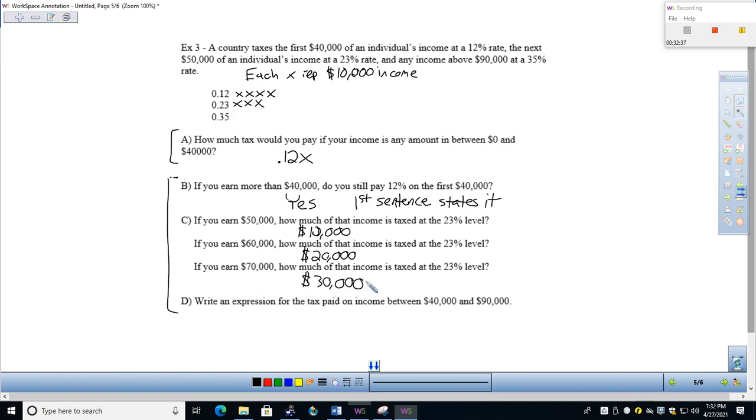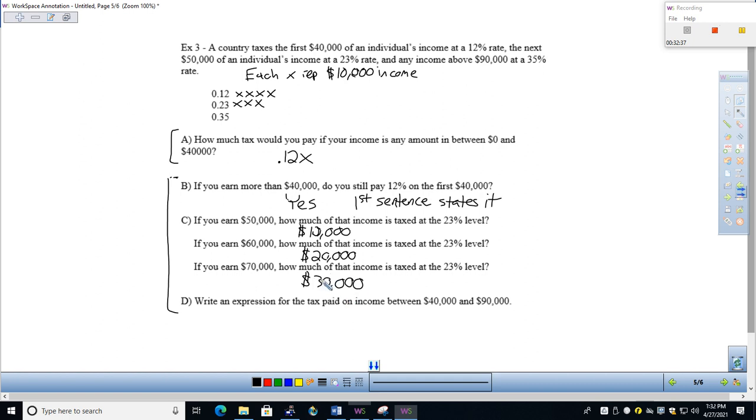So if I gave you any number that's between 40 and 90, how can I figure out how much is taxed at that particular level? And what I'm hoping you would see is, if I knew it's $50,000, if I subtract the $40,000, which by the way was already taxed, that gives me this. If that's my income and I subtract $40,000, that's how much is taxed at the 23%.